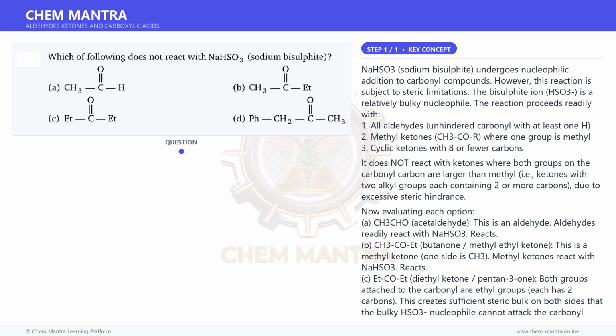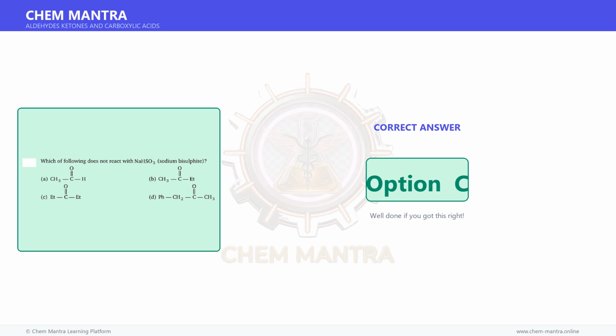Reacts. Therefore, diethyl ketone, Et-CO-Et, option C, does not react with NaHSO3 because both alkyl groups are ethyl, making the carbonyl too sterically hindered for the bulky bisulphite nucleophile. Therefore, the correct answer is option C.